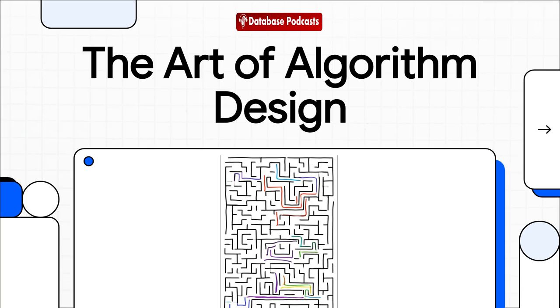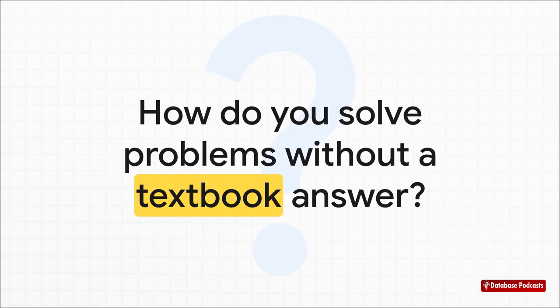When you hear the phrase algorithm design, your mind probably jumps to crazy, complex code and abstract math. But really, it's about something way more fundamental. It's a way of thinking. It's about building a mental toolkit to tackle all those messy, real-world problems that just don't have a simple instruction manual. So that brings us to the big question, right?